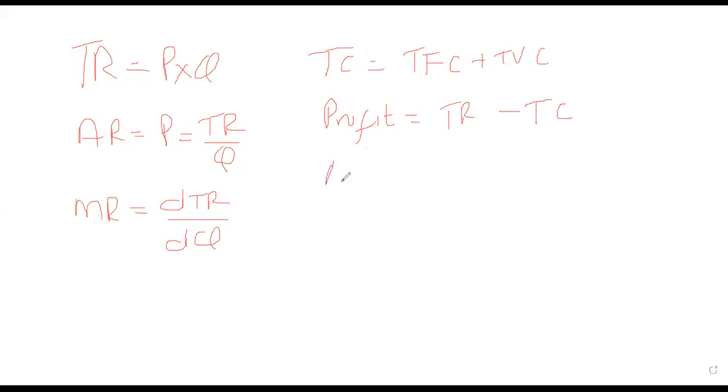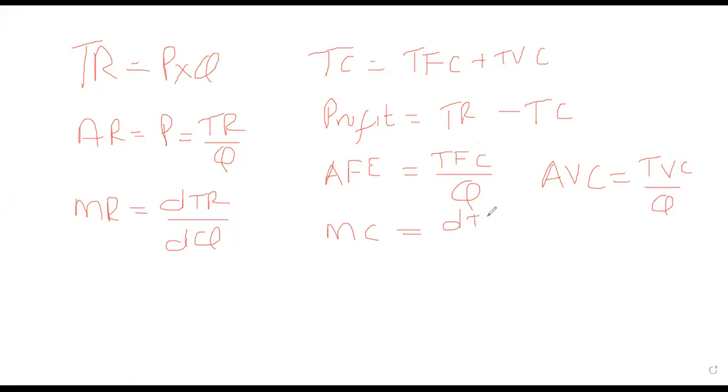How about average fixed cost? Total fixed cost divided by quantity. How about average variable cost? Total variable cost divided by the quantity. About marginal cost? Change in total cost over change in quantity.